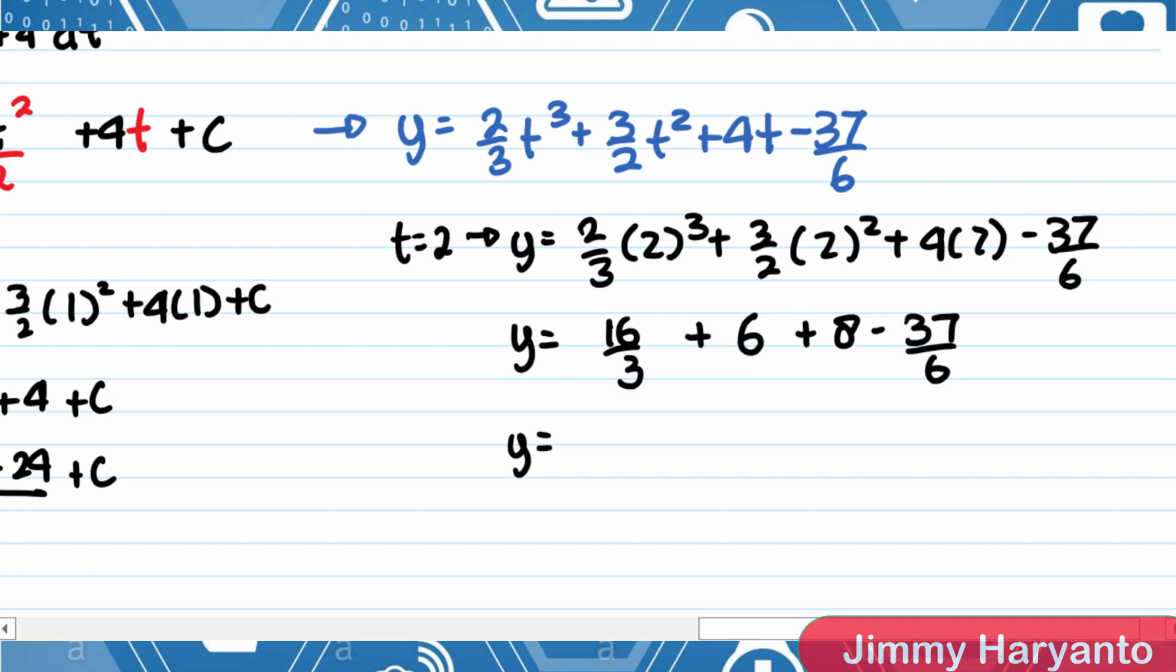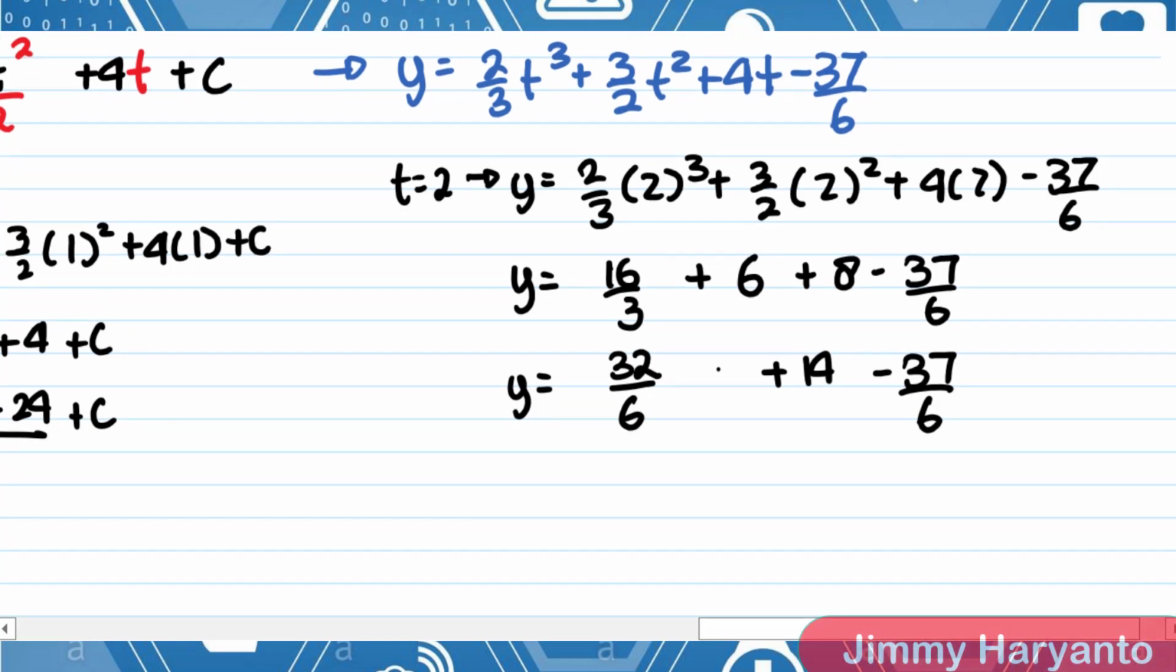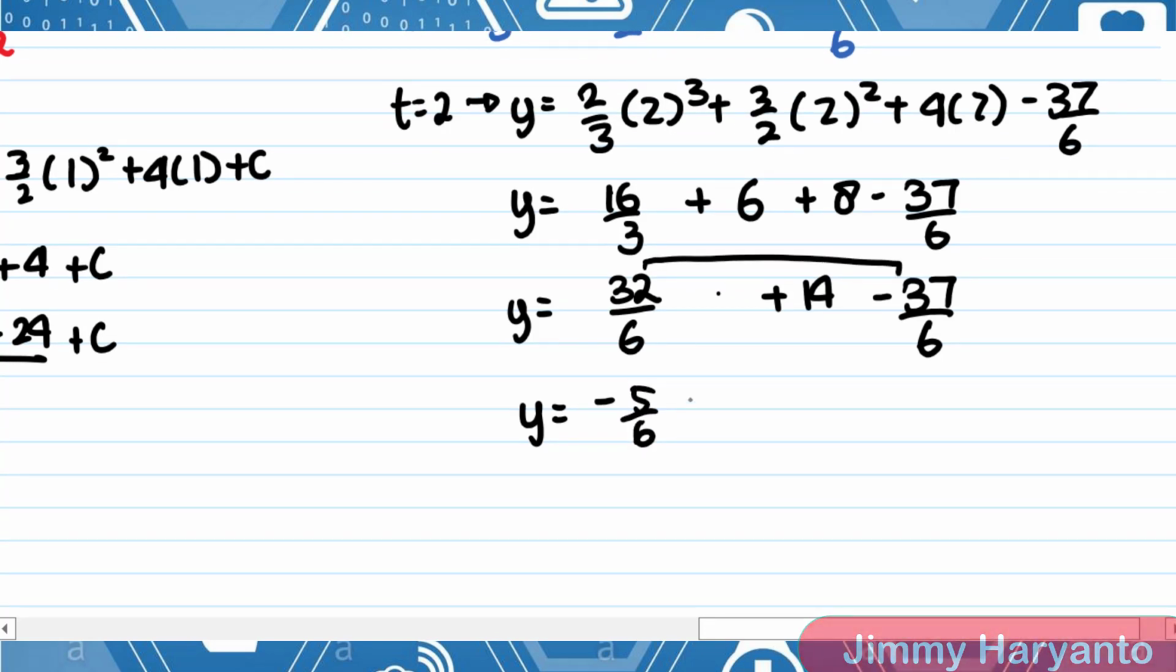Okay, I will add the 6 and 8 first. It will become 14. Then I will make the denominator equal. For the 16 over 3, I will have 32 over 6, yeah. Okay, next is to minus this one first. You will have negative 5 over 6, and then plus 14. The y will be 13 1 over 6.